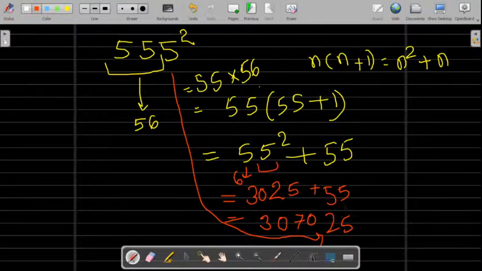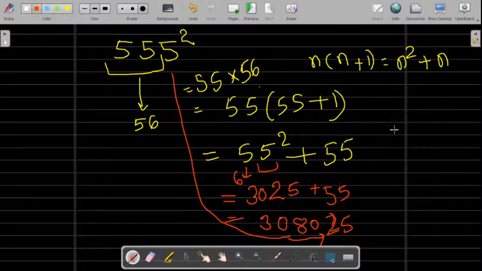Okay, so 307020, you can just check it out. 308025. Okay, here 55, 60, 80, 80 will come, right? Here we get 80, so 3080, right? 308025. So this is 55 square. So these are the tricks to solve the numbers.